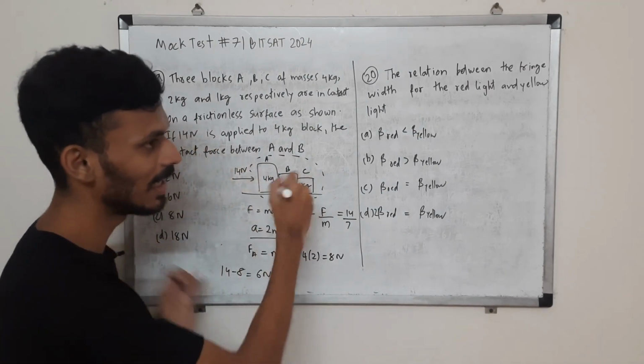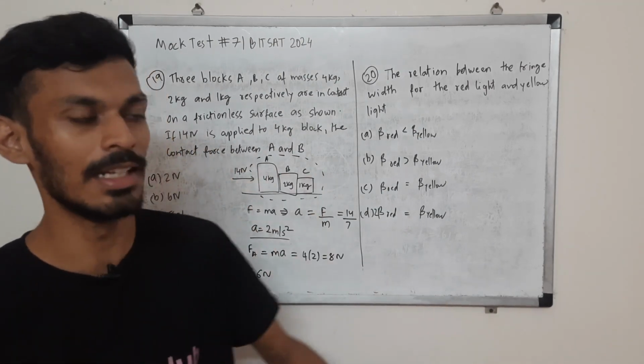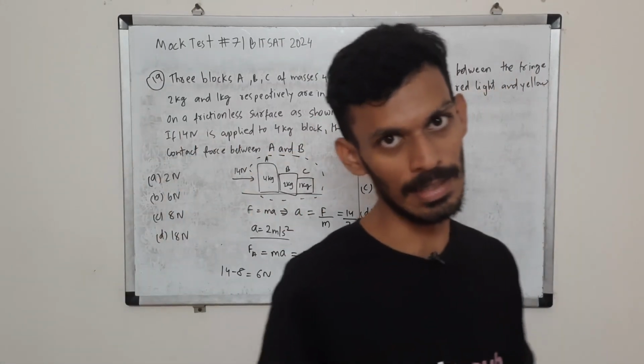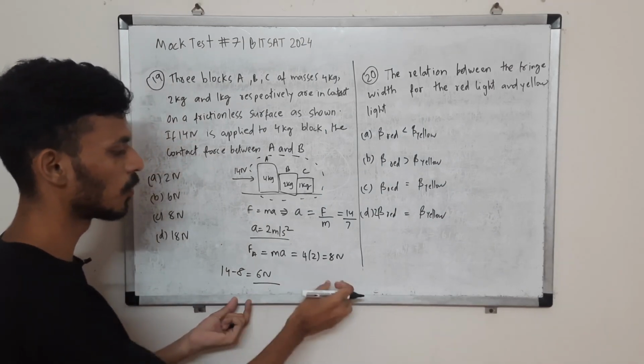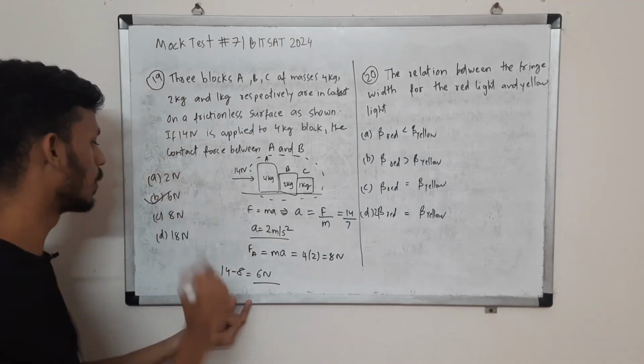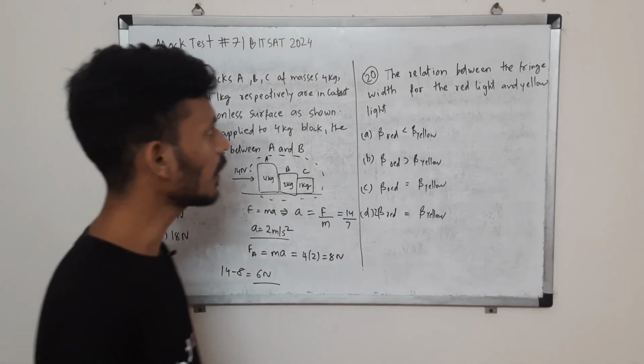That is the force between A and B, or the rest of the force that is required to move B and C. So this is the contact force between A and B. So total force minus force required to move A, which is 6 newtons, option B. Let's come to this one.